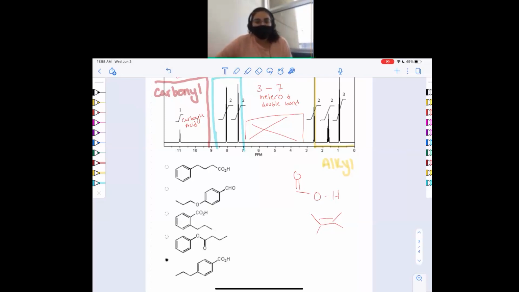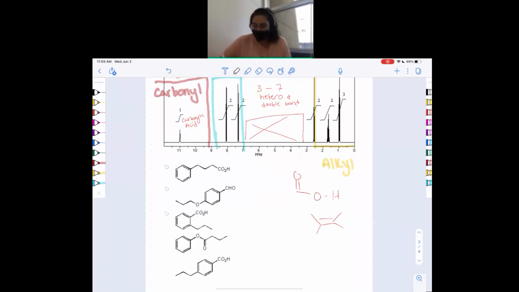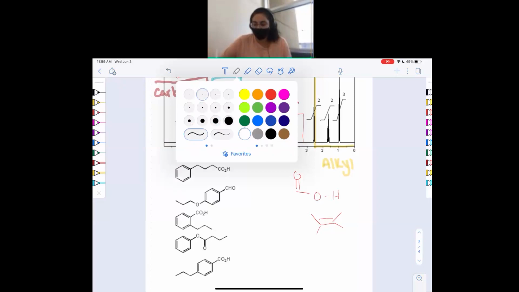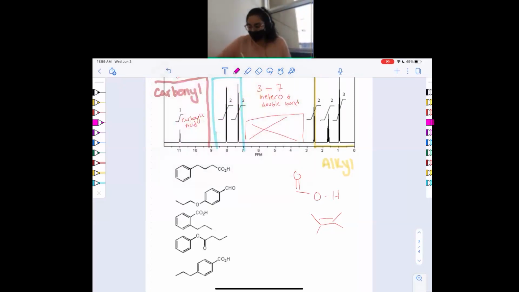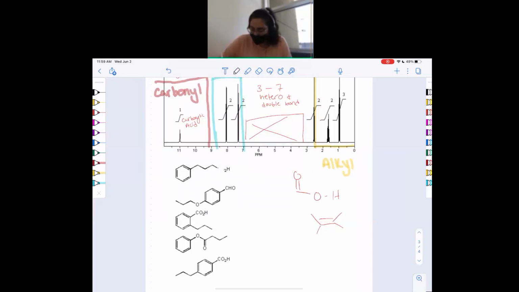All right, so that being said, which one of these guys can we automatically kick out? Well, definitely the fourth one because it has a double bond to the oxygen. 1, 2, 3, 4. Well, here, let me also draw this out for you guys.